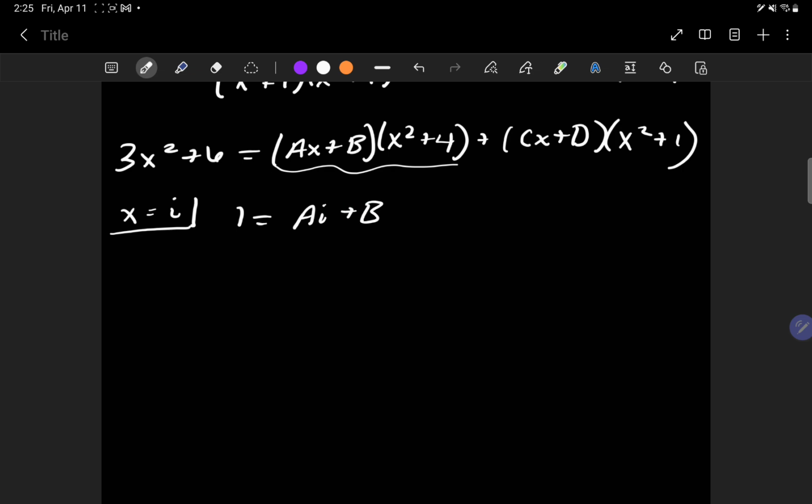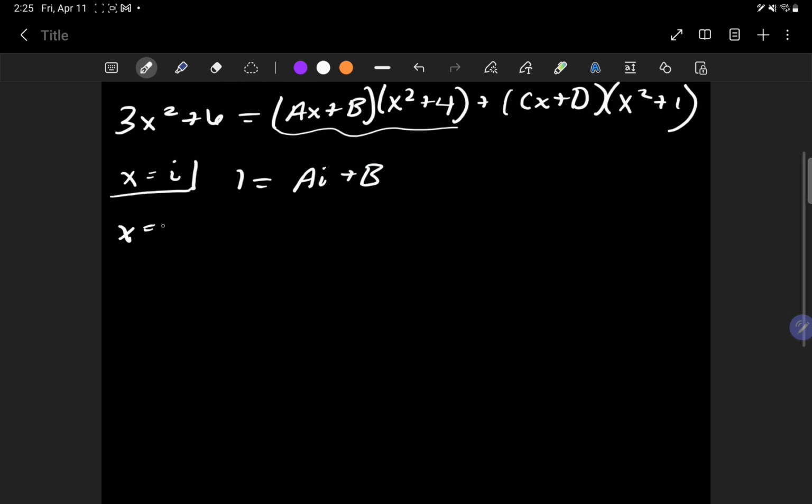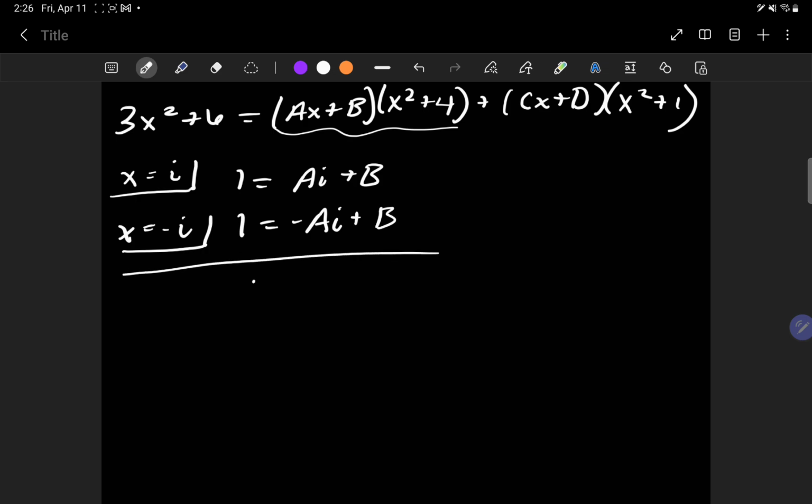Okay. Then we're going to plug in negative i. Plug in negative i. So then you'll have the same thing. This is going to be a 3. Right. And then when you plug it in over here, it's going to be the same thing. So it's going to end up being 1 equals negative ai plus b. And then when you add them together, you'll get 2 equals 2b. To be or not to be. And then you'll just get b equals 1.